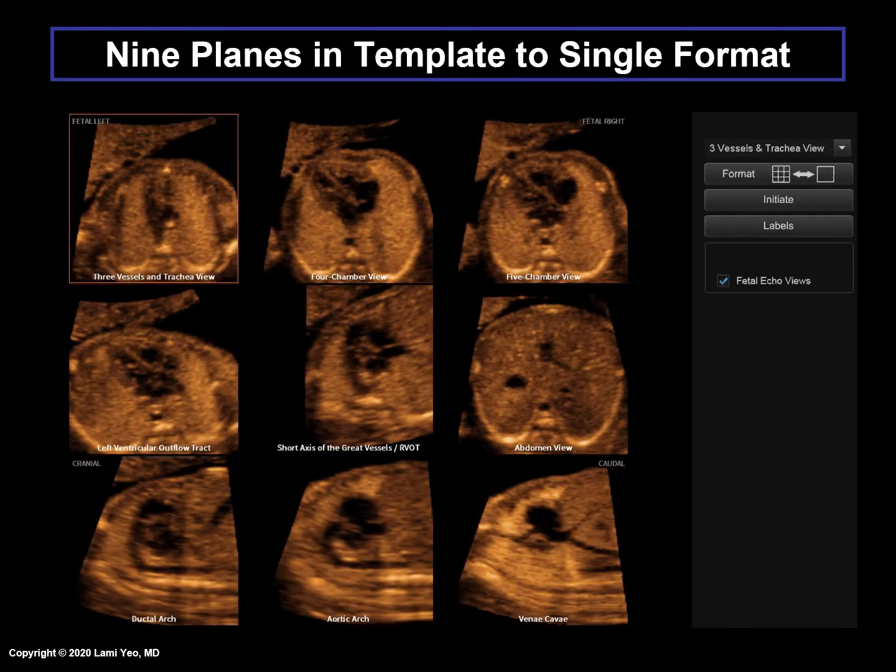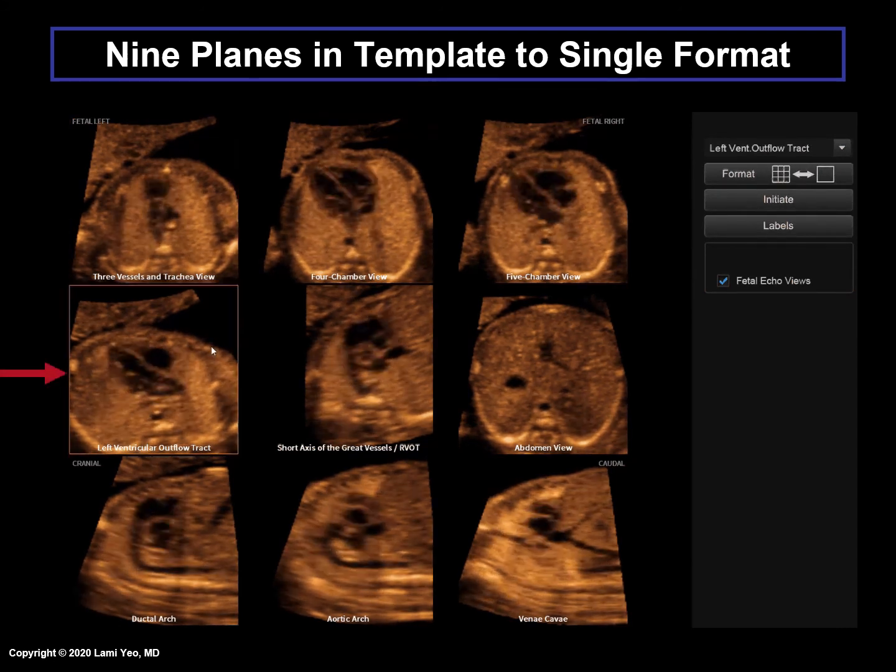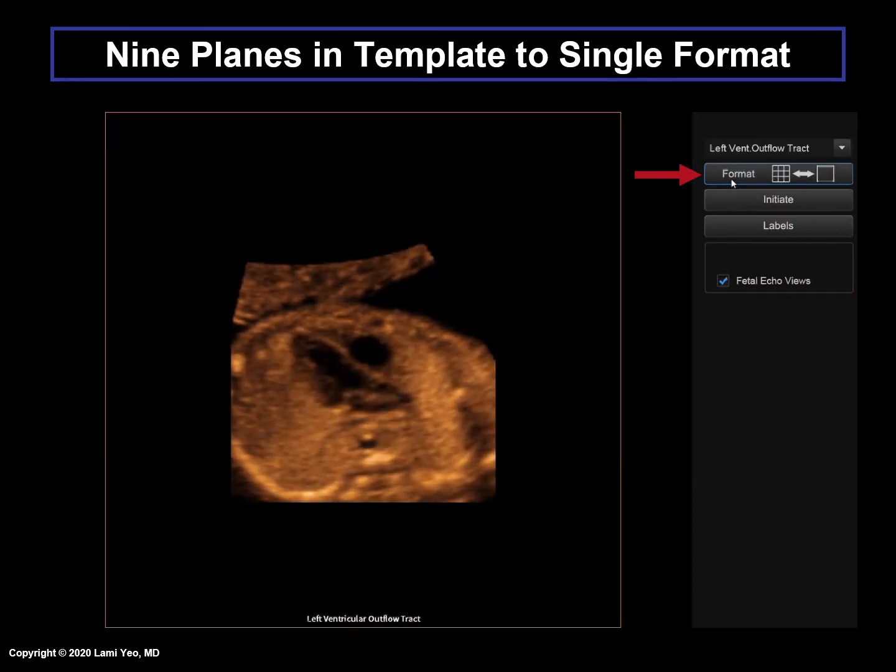In this example, the user chooses the cardiac plane of interest by clicking on it. Here, it is the left ventricular outflow tract. Next, click on the Format button and the single cardiac image appears. If one clicks on the Format button again, the 9 diagnostic planes will be shown together.